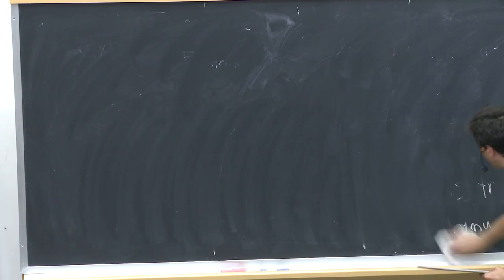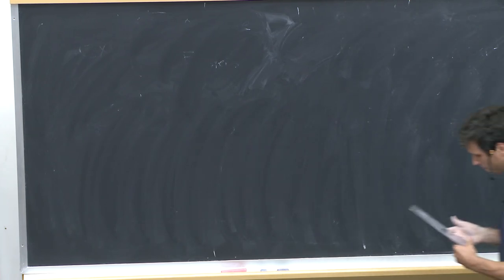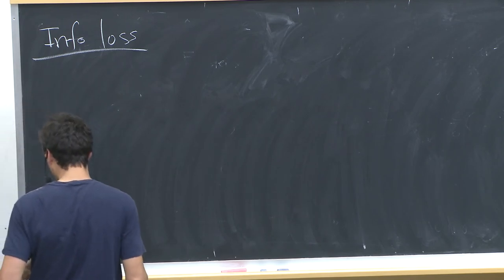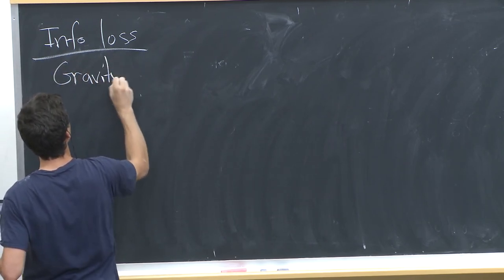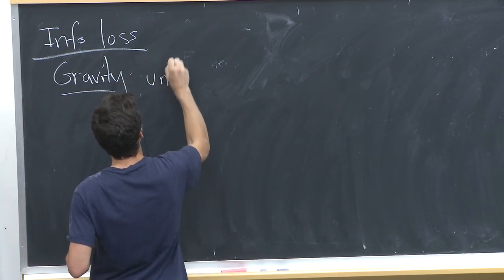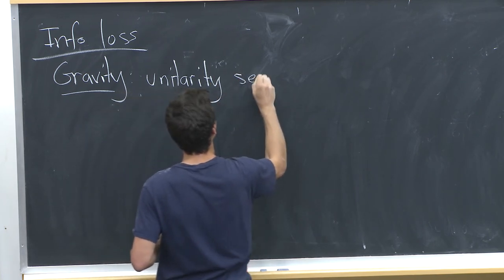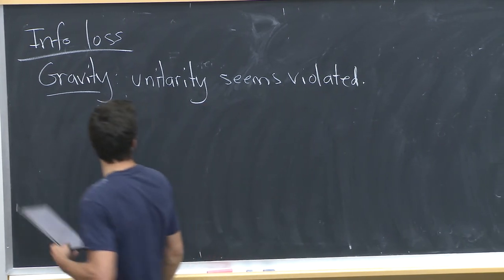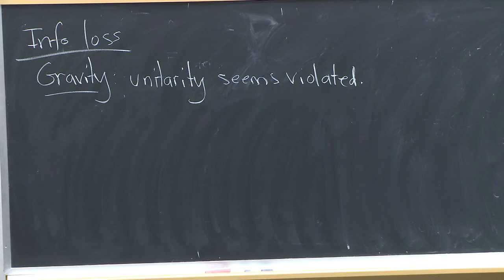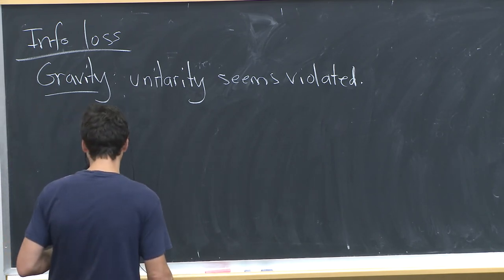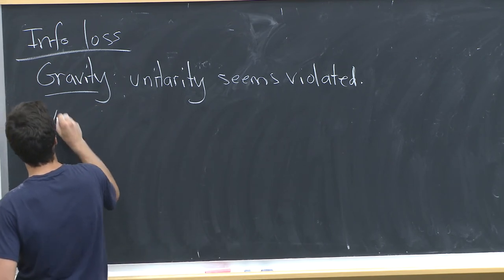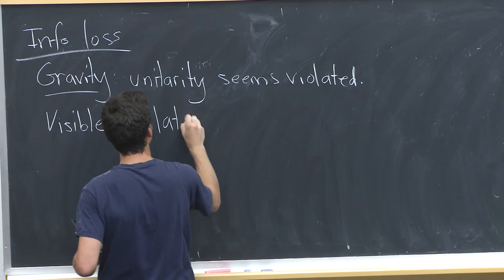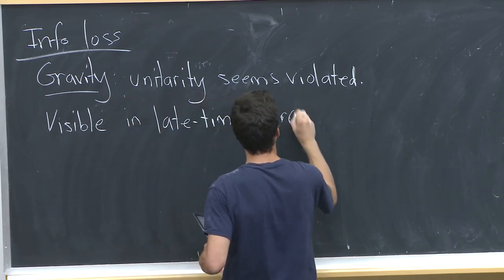Okay, so in the last 10 minutes, I want to make a few comments about information loss and how this is relevant. So information loss. Gravity seems to violate unitarity. That's the black hole information problem. This is visible in various ways. There's Hawking's original version. There's things like the firewall paradox. There's a formulation due to Maldacena where you can see this unitarity violation in late time correlators.